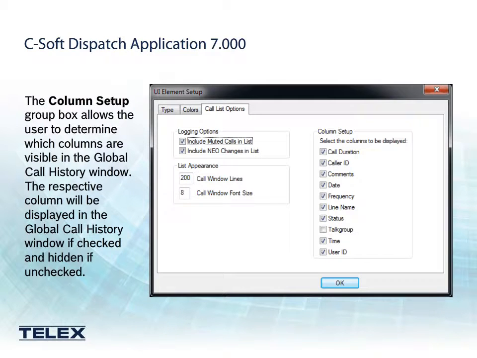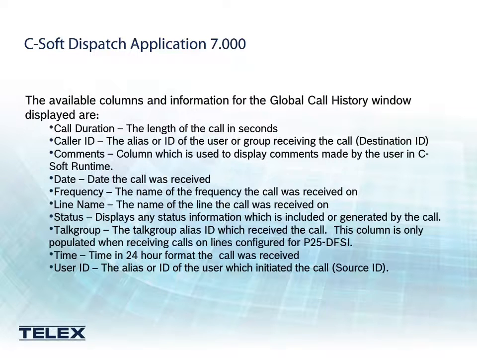The new column setup group box for the Global Call History window allows the user to determine which columns are visible in the Global Call History window. The respective column will be displayed in the Global Call History window if checked and hidden if unchecked. The selectable columns and information for the Global Call History window that can be displayed are shown here along with the details on the data presented.